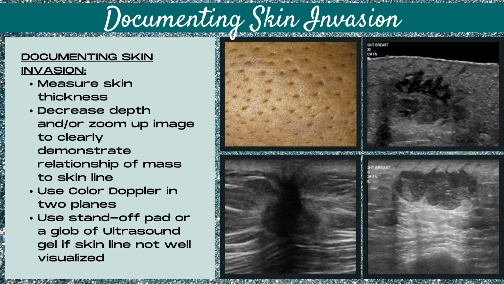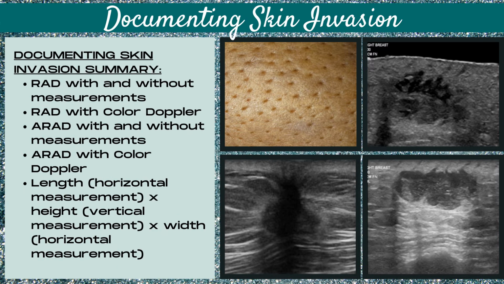How we document skin invasion is you want to ensure that you measure the skin thickness. You also want to decrease your depth and/or zoom the image up so that you are clearly demonstrating the relationship of the mass to the skin line. You want to be sure to use color Doppler in 2 imaging planes. And then it's important to either use a standoff pad or a glob of ultrasound gel if the skin line is not well visualized.